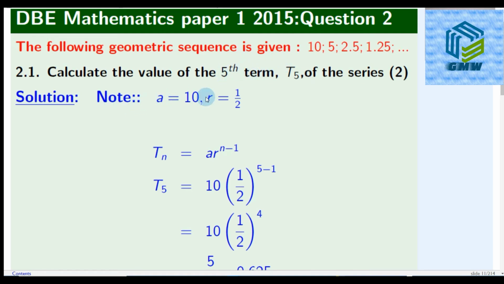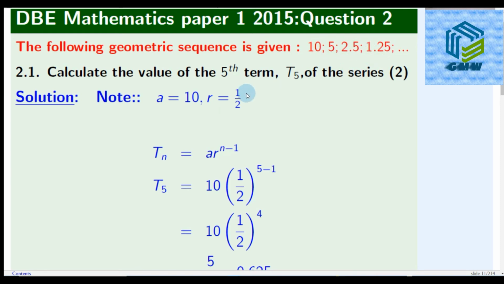So what you need to identify is the data that is provided. I am given the first term and the common ratio. Okay, here's how you calculate the common ratio. It is the next term divided by the preceding term. In this case, 5 divided by 10. That's how you get 5 over 10, which is this half. Or 2.5 divided by 5, still you get half. Or 1.25 divided by 2.5, that's how you still get half.